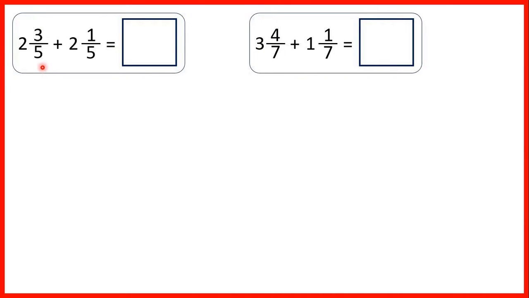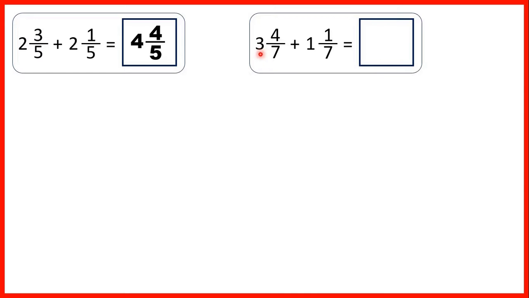Now we need to add mixed numbers. So first we have 2 and 3 fifths, and we're adding 2 and 1 fifth. We can start by adding our fractions together, so working out 3 fifths plus 1 fifth. Remember, when we add fractions, the denominator stays the same, and 3 plus 1 is 4. But now we need to add our whole numbers. 2 plus 2 is 4, so our answer is 4 and 4 fifths.